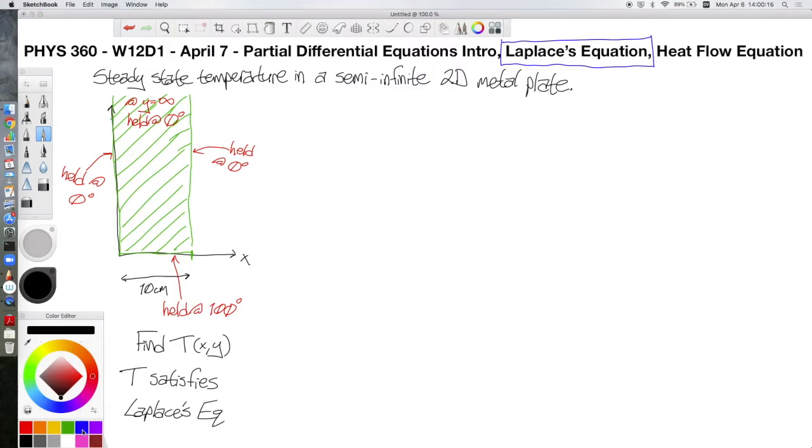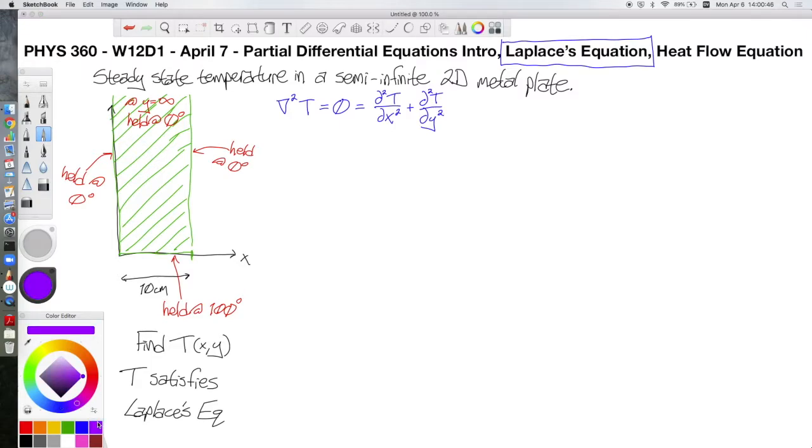So let's start to write out Laplace's equation. We have the Laplacian of T equals 0. And the Laplacian of T can be written like this. The double partial derivative of T with respect to x plus the double partial derivative of T with respect to y. So we need to figure out some way to work T into this equation.